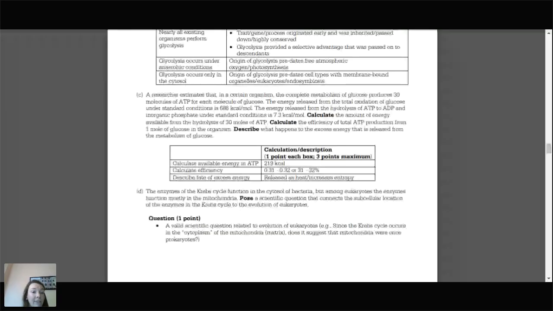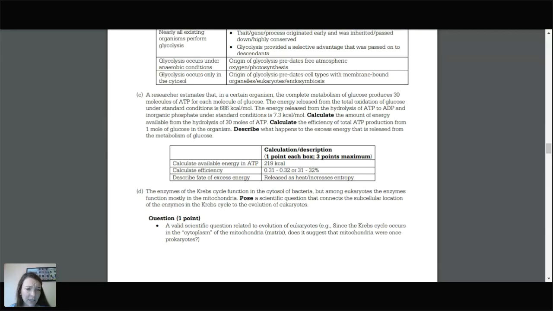So if each mole or molecule of ATP can produce 7.3 kilocalories per mole of energy, then all you need to do here is 7.3 times 30. And that gets you your 219 for calculate energy available in ATP. Again, all I did there was the 7.3 kilocalories per mole times 30 moles. So this is really a chemistry question. And then you get the 219 for that first point.